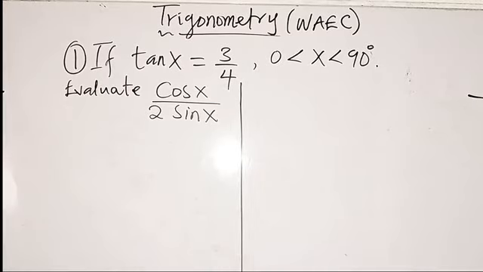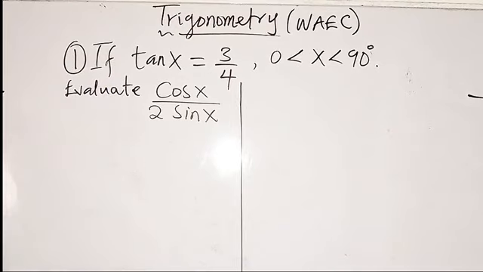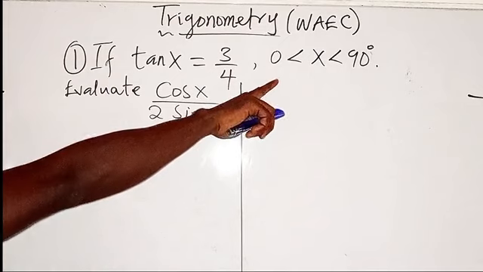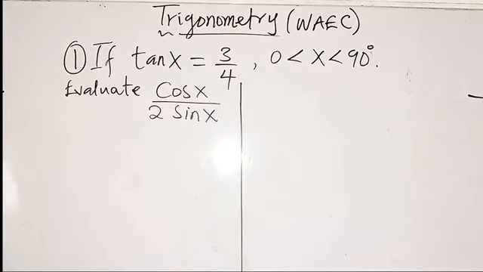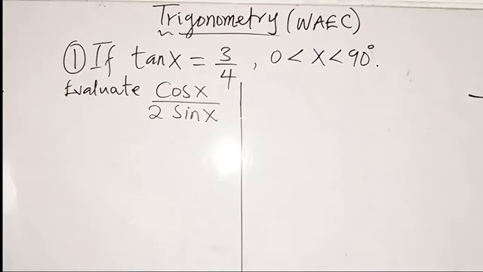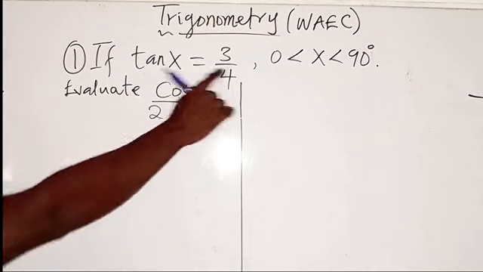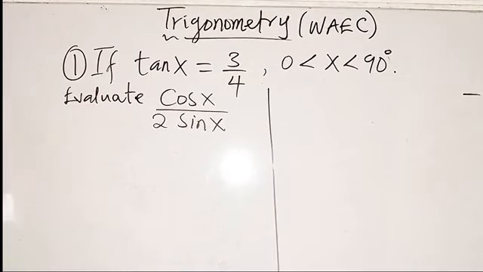This is the first question we are going to be solving under this trigonometry. We are given this question: if tan x equals 3 over 4, with the condition that x must be greater than 0 and less than 90 degrees, we are to evaluate this. I would like you to pause the video, solve this yourself, then come back and compare your result with mine.